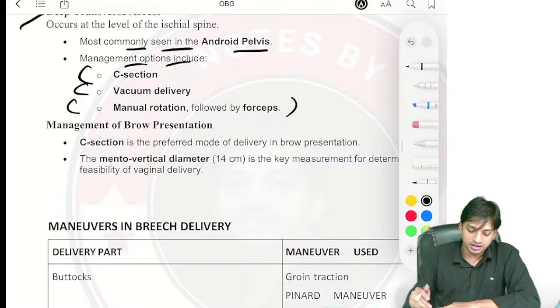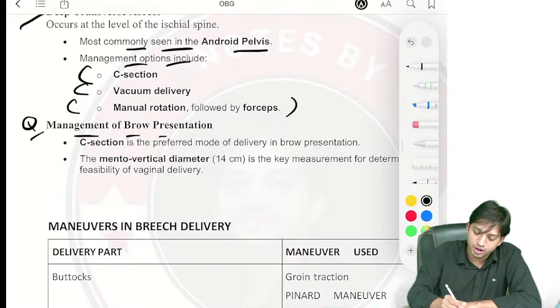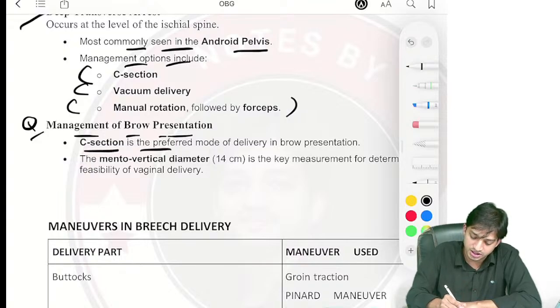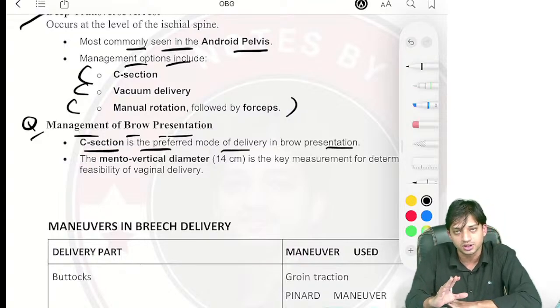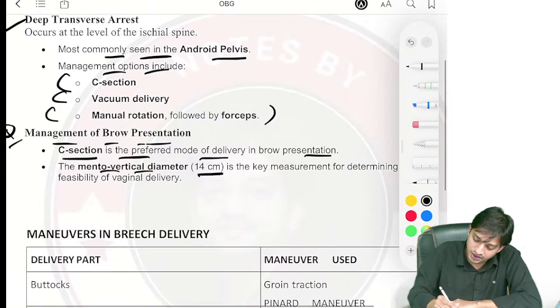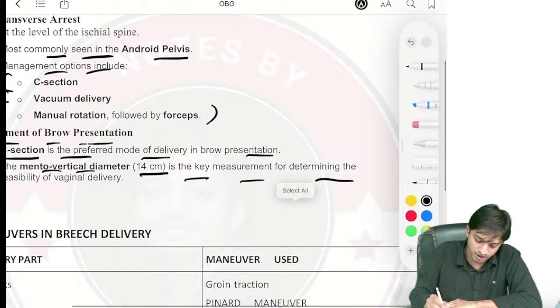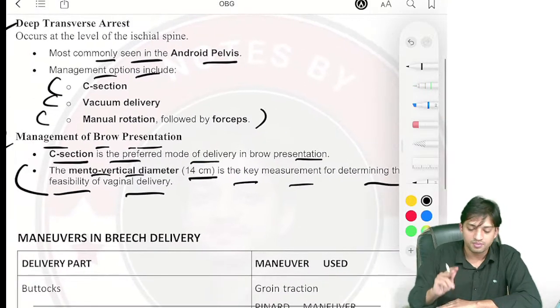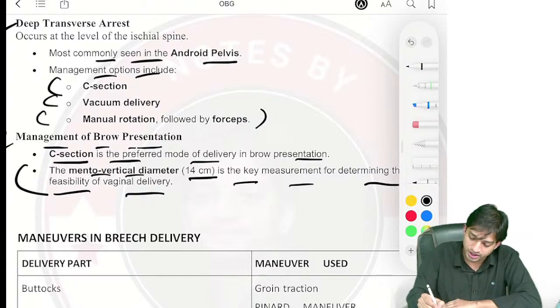Now, they have also asked you a question regarding the management of breech presentation. So for breech presentation, what do you do? You just go for C-section, the preferred mode for breech presentation. One liner, very important. The mento-vertical diameter of 14 centimeters is the key measurement for determining the feasibility of vaginal delivery. Just remember, but the most important MCQ point is simple: breech presentation, go for C-section.